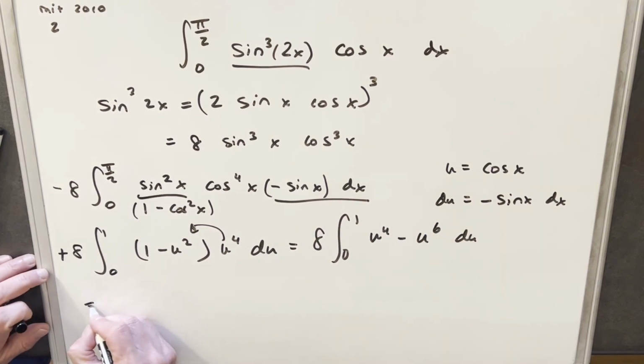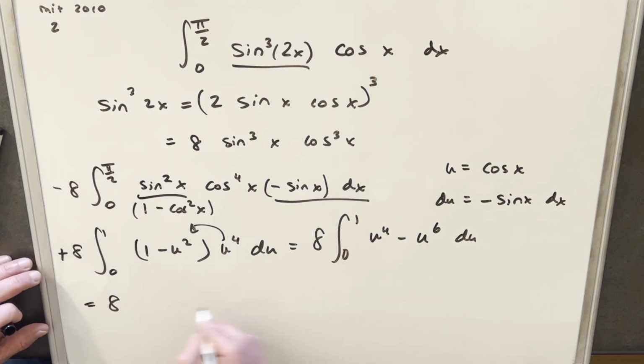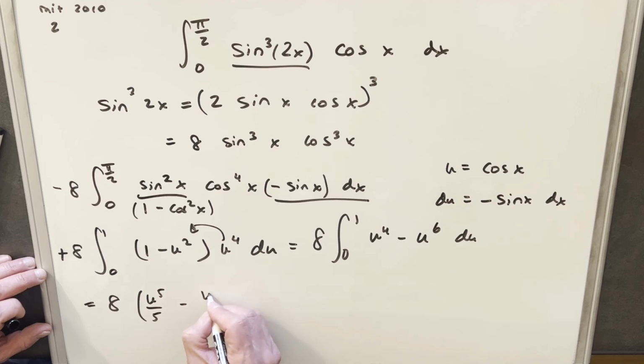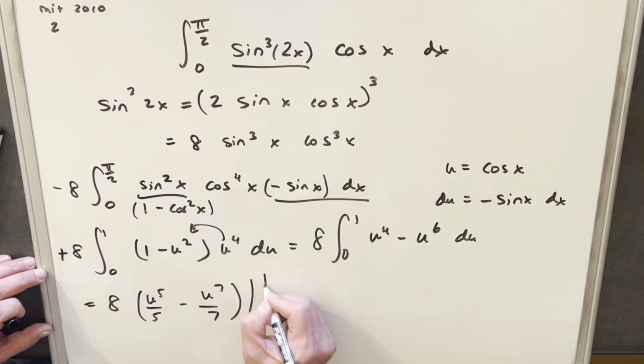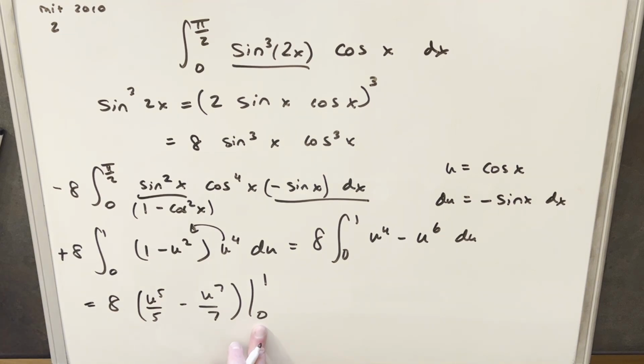And now we're in good shape for the power rule, so we'll have our 8 out front. This is going to be u to the 5th over 5, minus here we're going to have u to the 7th over 7, again from 0 to 1. But when we evaluate this, we don't have to worry about 0, because when we plug zeros in, we're going to get all zeros, and that part's going to go away.